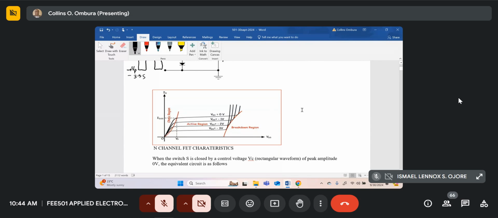This region, in fact, I'll show you some other characteristics. This region over here, where the voltage across the drain and source is linearly related to the current, is called the ohmic region. It's resistive in nature. So this is called the pre-pinch-off region. And from VP and before breakdown, it's called the pinch-off region of the FET. And we don't want to operate the FET beyond this region over here.